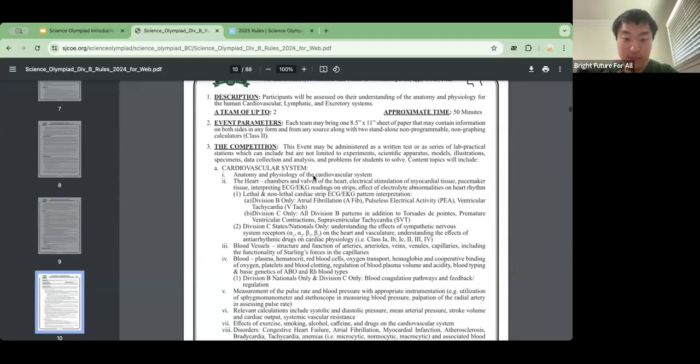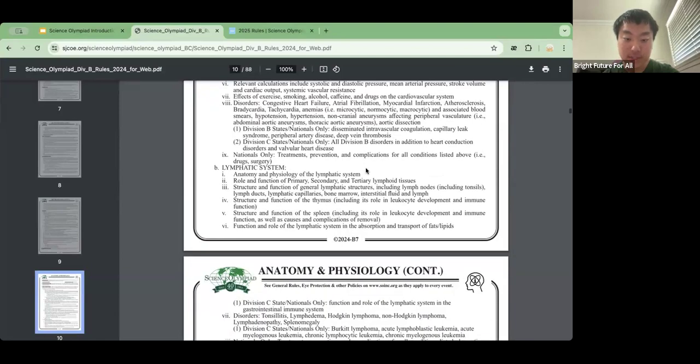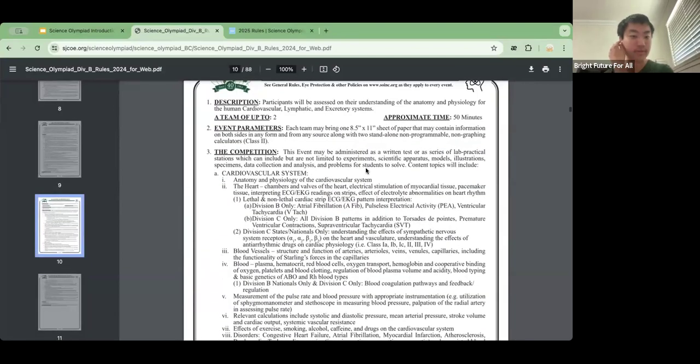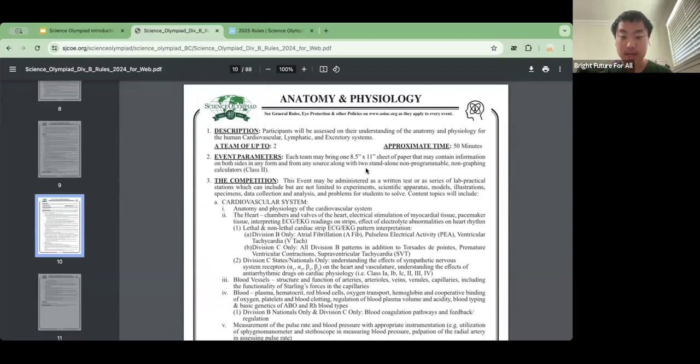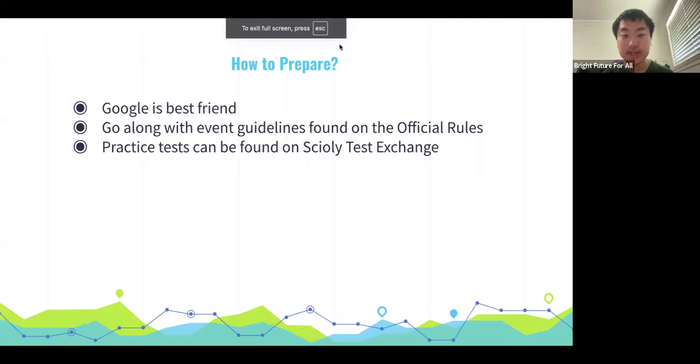Anatomy and Physiology, okay. Turns out it's on cardio, lymphatic, respiratory, I assume. Okay, whatever. But this will tell you that you need to know this stuff about the heart, this stuff about blood vessels, about blood, etc. But I should also say that it's usually not enough to just go on the official rules. I think it's very important to follow the third tip, which is to do practice tests.